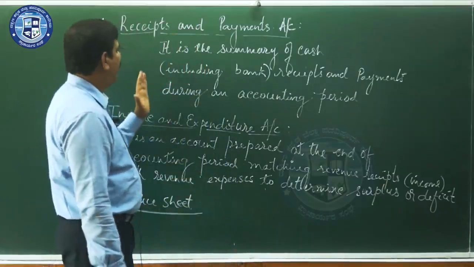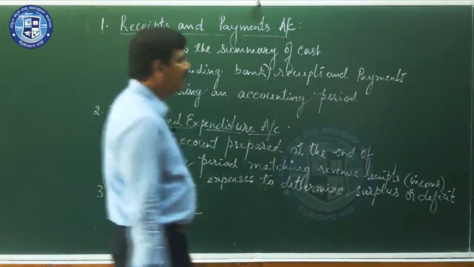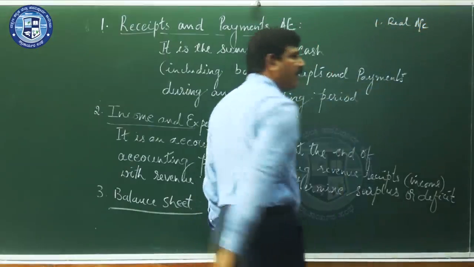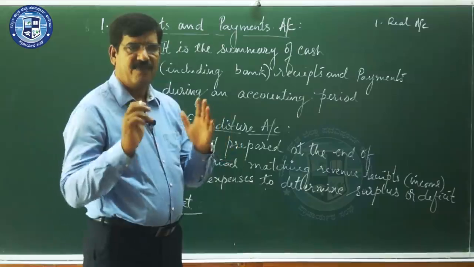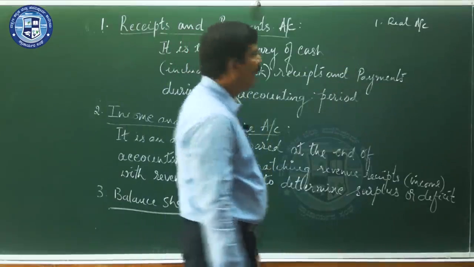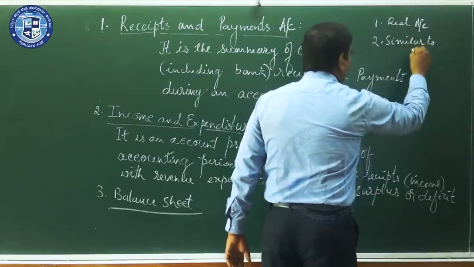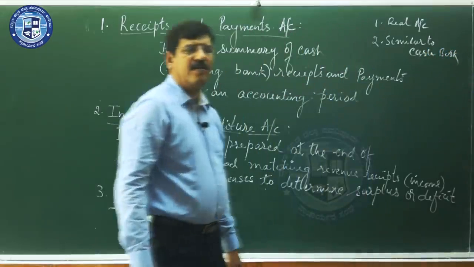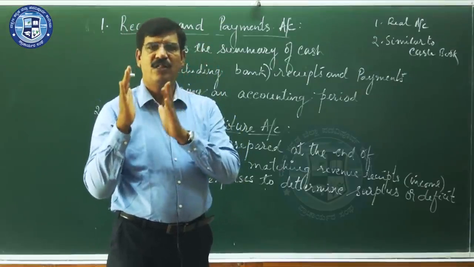Then what are the features of the receipts and payments account? The first feature is it is a real account. As we prepare the cash account, in the same way we prepare the receipts and payments account. That's why it is a real account, and it is similar to the cash book. In the cash book we record all the cash receipts and all the cash payments.